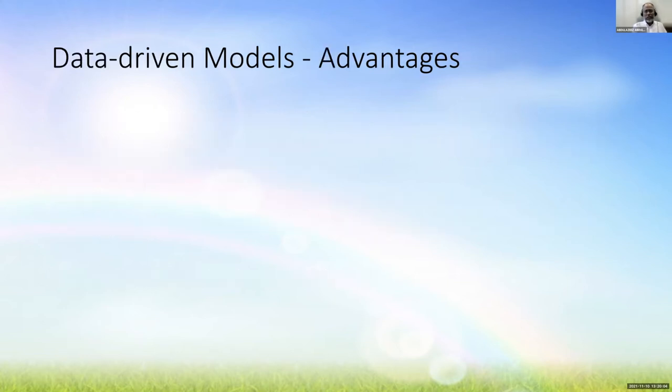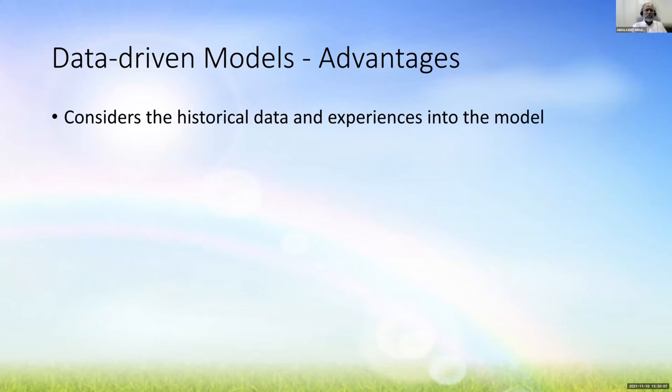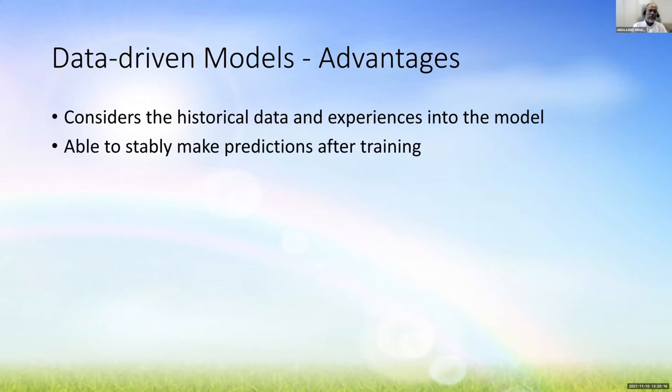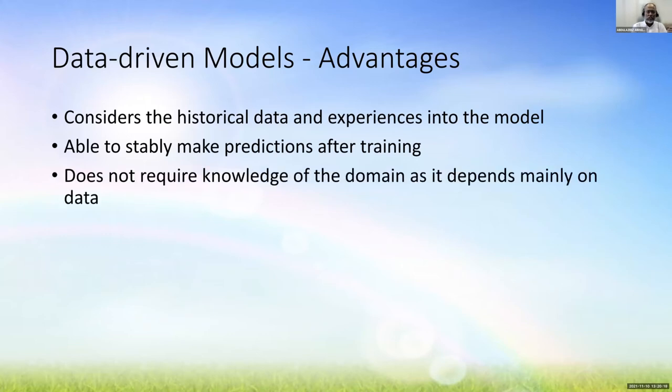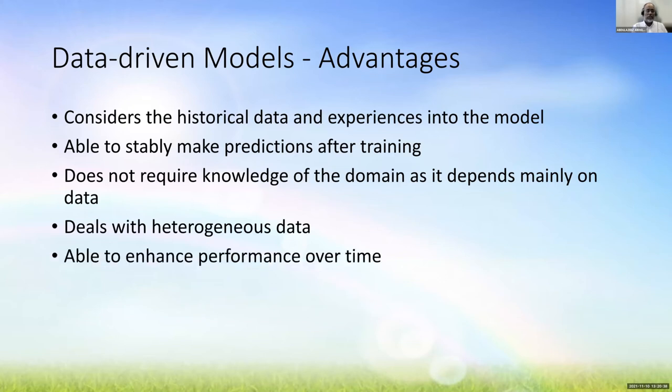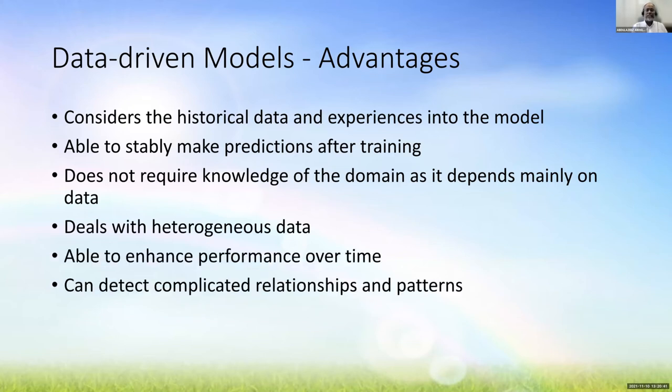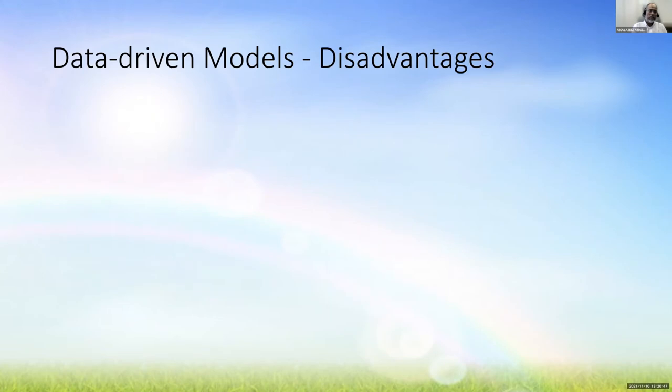Whereas data-driven models have a lot of advantages. They consider the historical data and experiences, that is, whatever you have been observing from the field or from the laboratory, you just incorporate them. They're able to stably make predictions after training, and they do not require knowledge of the domain as they depend mainly on data. So artificial intelligence or neural network or fuzzy logic doesn't know whether you're talking of some medical cases or engineering or business. It just works with data and deals with heterogeneous data and is able to enhance performance over time and can detect complicated relationships and patterns, which is really not possible in analytical models.